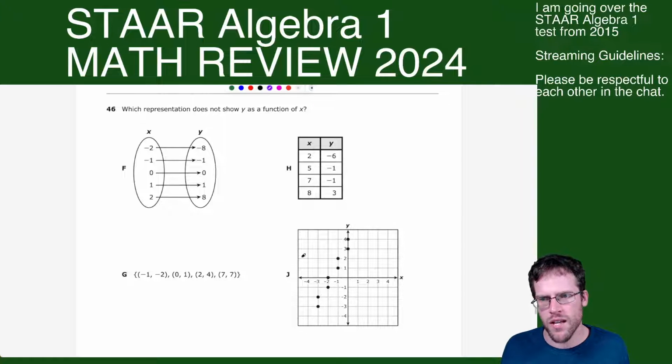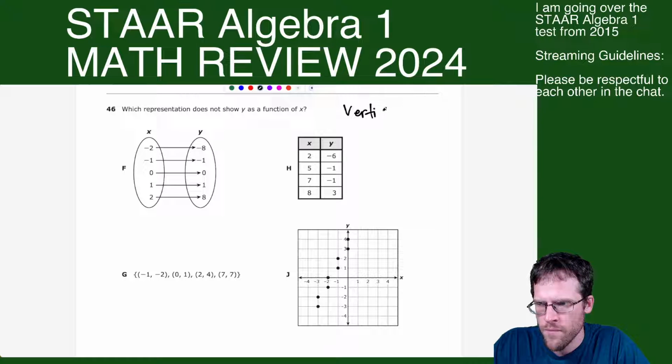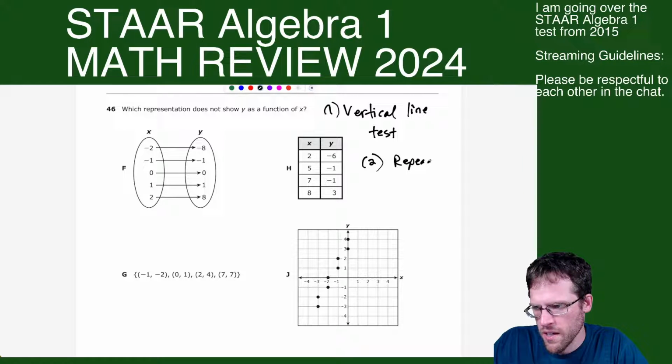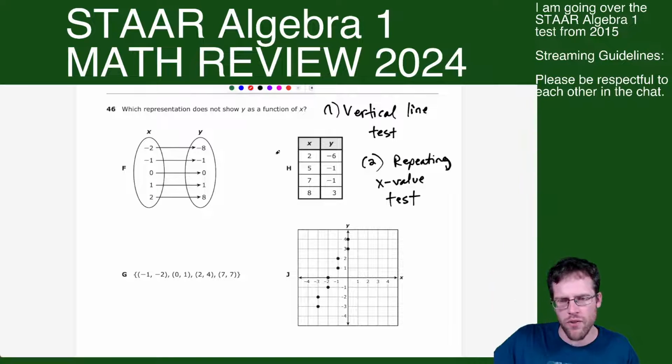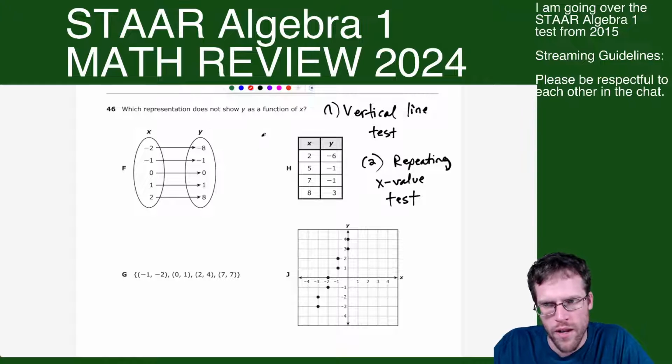Which representation does not show y as a function of x? So there's two tests you could use. You could use the vertical line test. Or, in a lot of these cases, for three of them, we're going to use the repeating x value test. If your x values repeat, your set is not representing a function. If you draw a vertical line through your graph and it hits your graph twice, then you don't have a function of x.